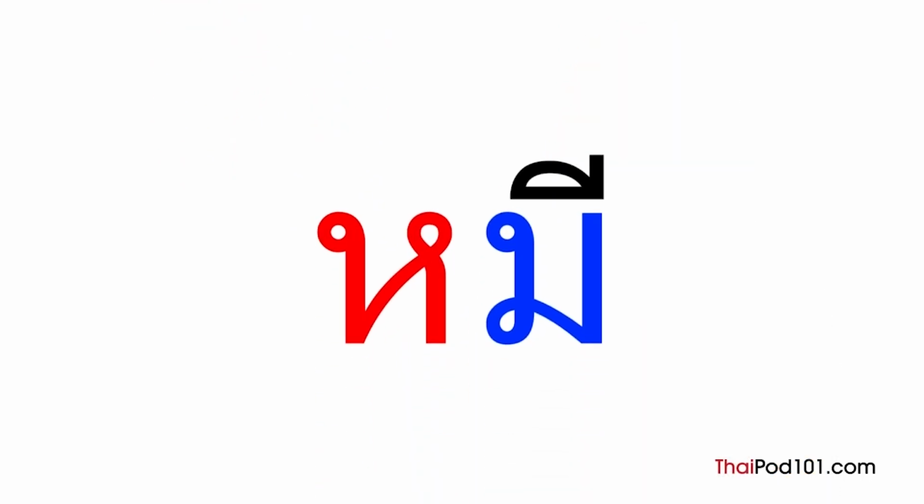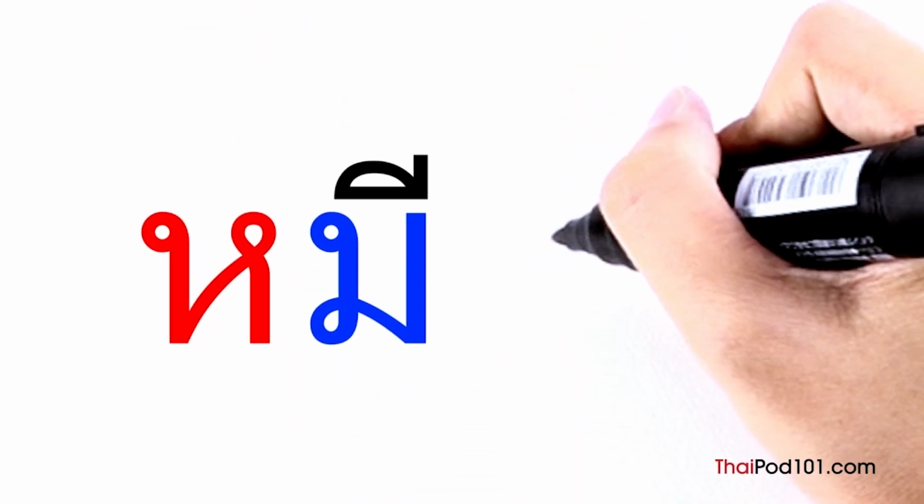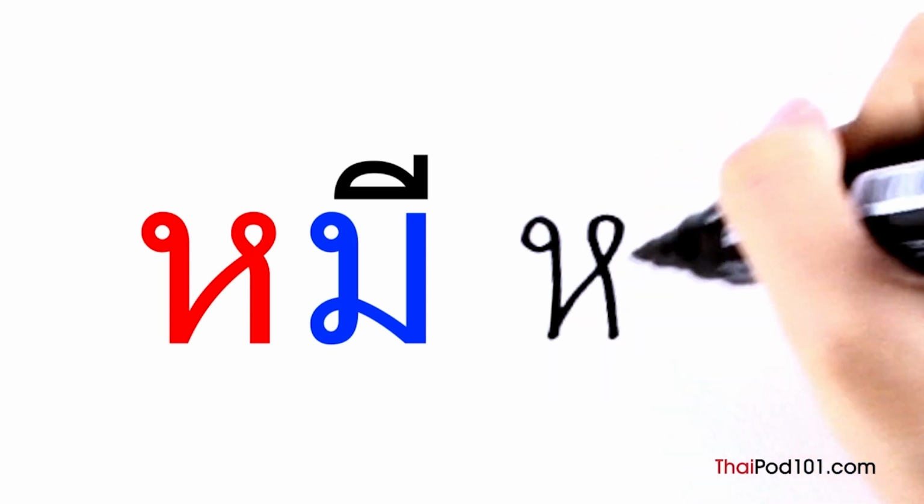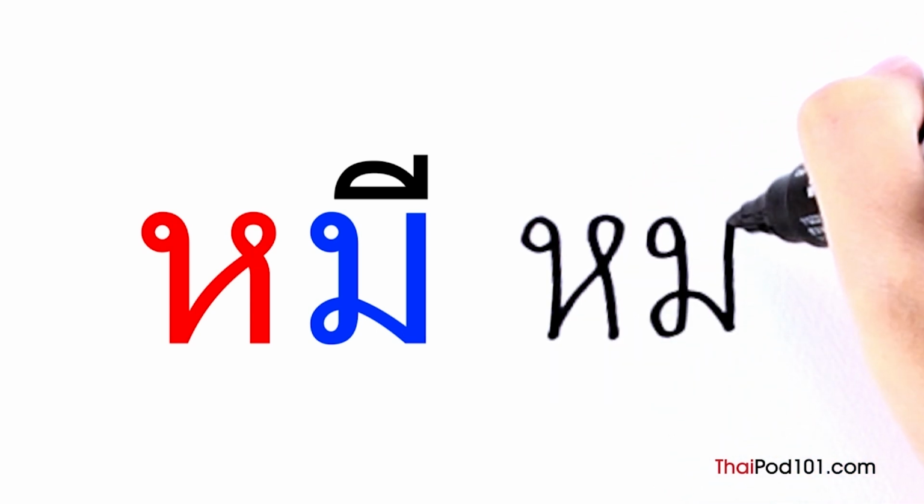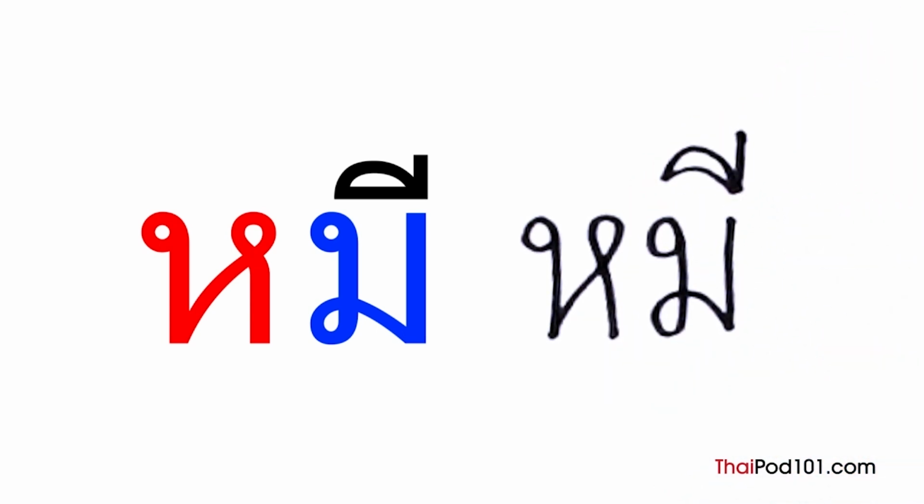Let's write หมี together. Start with a silent หอหีบ, then มอม้า and the vowel sound สระอี. หมี.